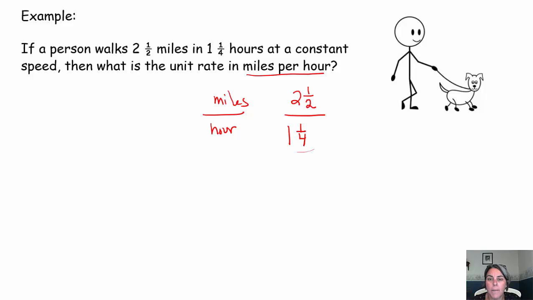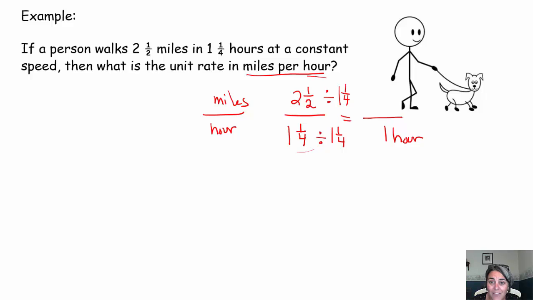This would be a complex fraction. Now if I want to change it to a unit rate of how many miles in 1 hour, I just look here at the 1 1/4. What do I need to divide by to get down to 1? Well, you just simply divide the denominator by itself. 1 1/4 divided by 1 1/4 gets you to 1. If I'm going to divide the denominator by 1 1/4, I have to divide the numerator by 1 1/4.